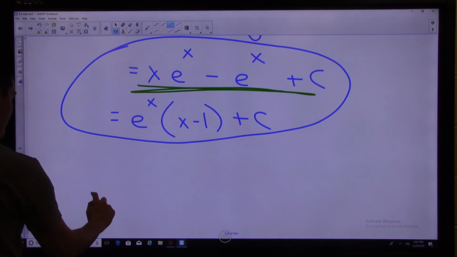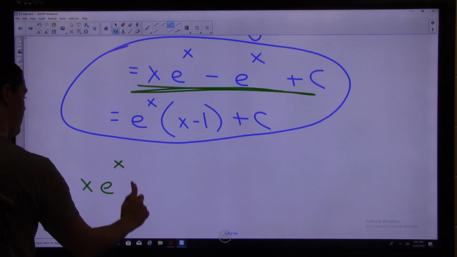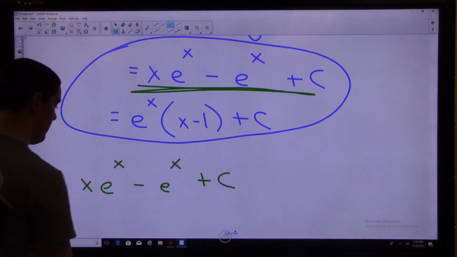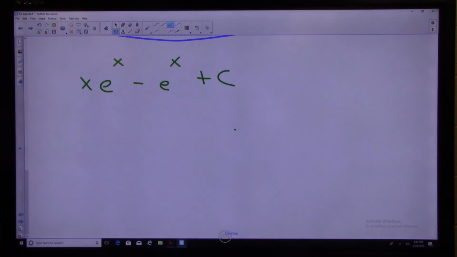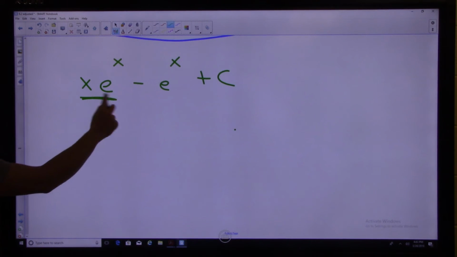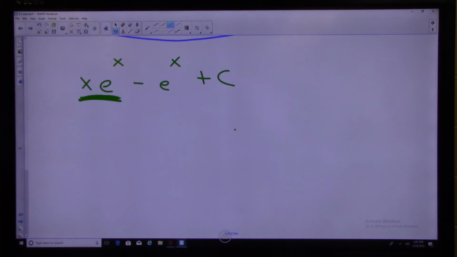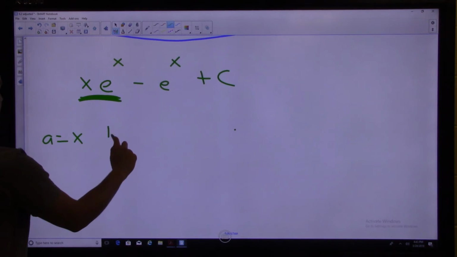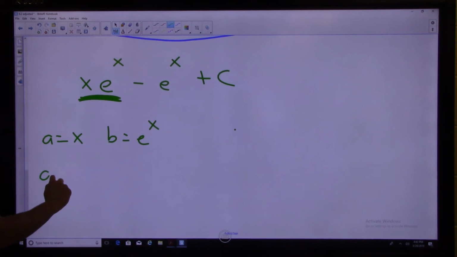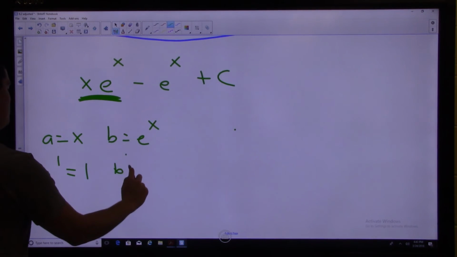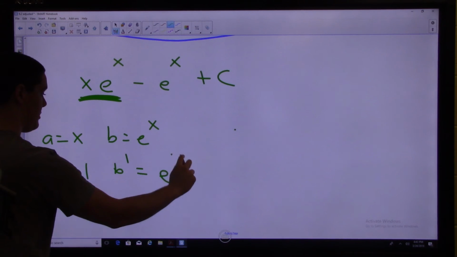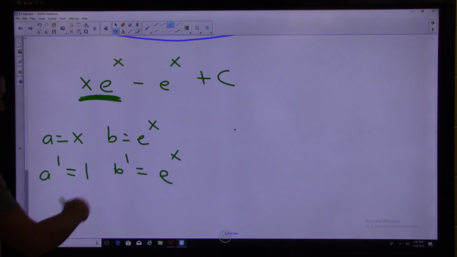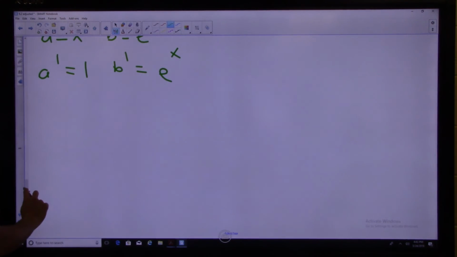All right, so let me rewrite it again. So it's going to be x times e to the x minus e to the x plus c. We want to take the derivative of it. So off to the side here, this term right here, it's a product, right? So we have to use the product rule. So use ABBA. A is going to be x, B is going to be e to the x. A prime is going to be 1, B prime. What's the derivative of e to the x? Well, it's just e to the x. Okay. So we got that. And then we need to do ABBA, A prime B plus B prime A.